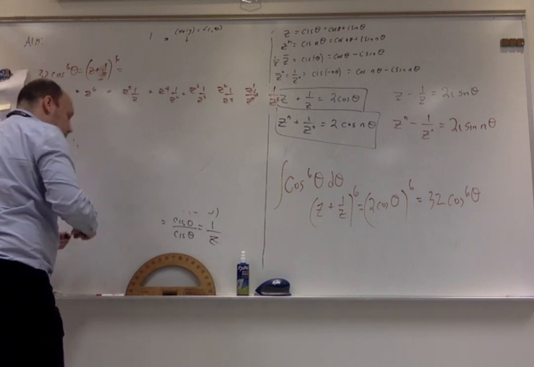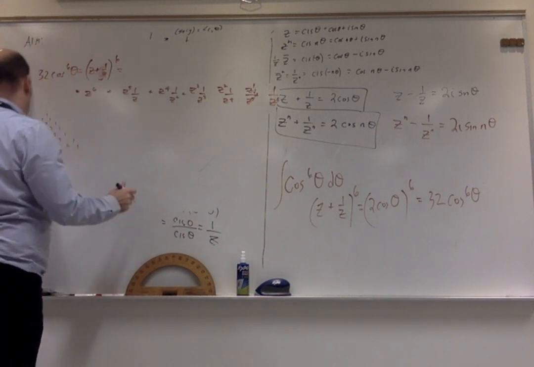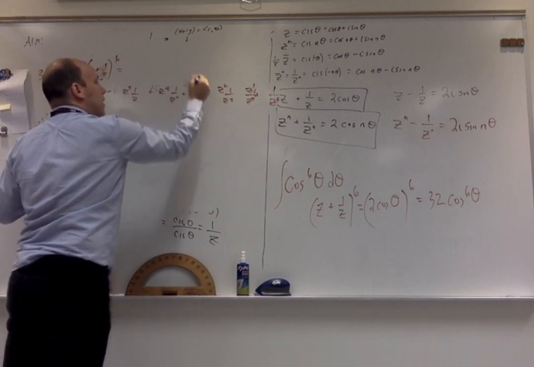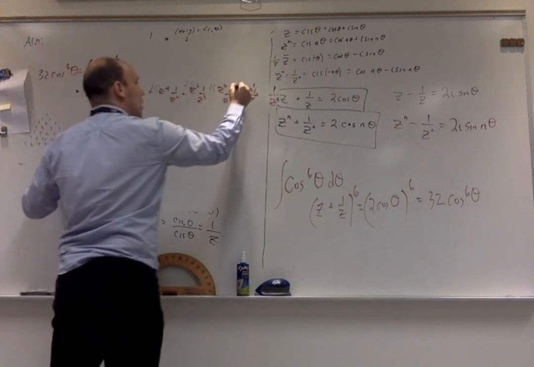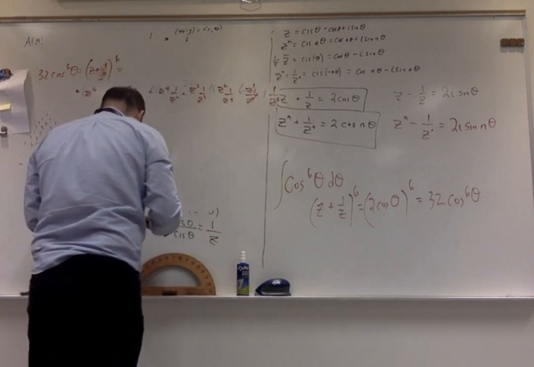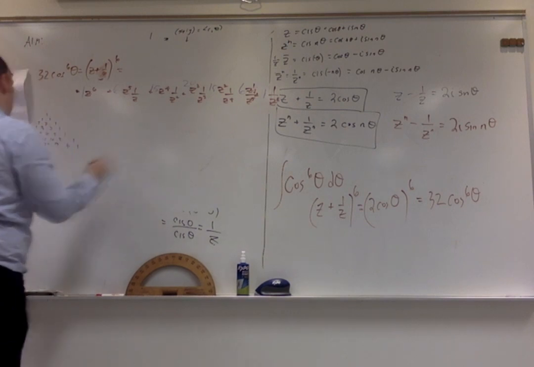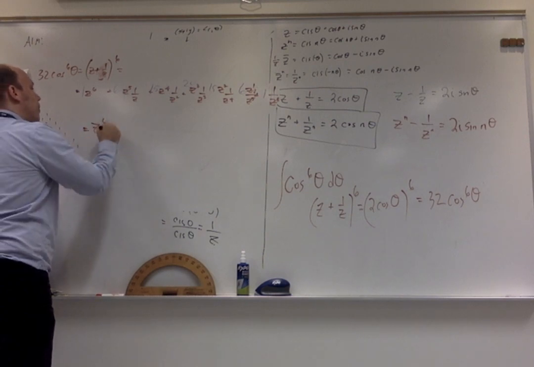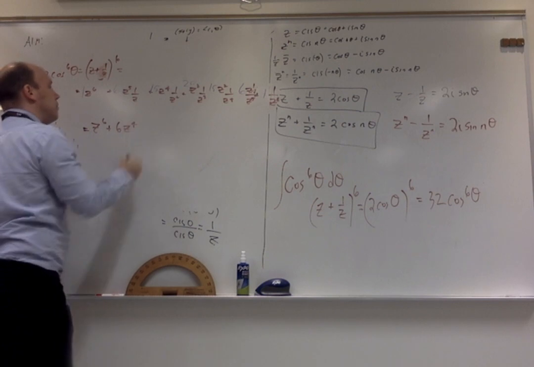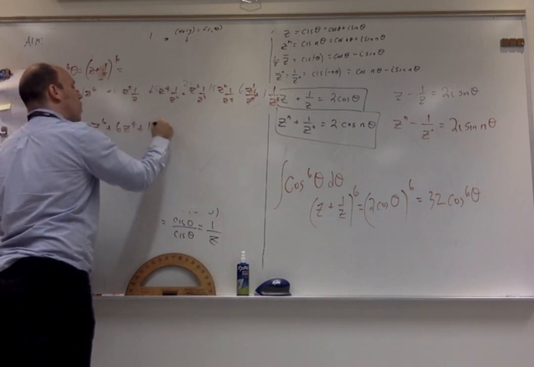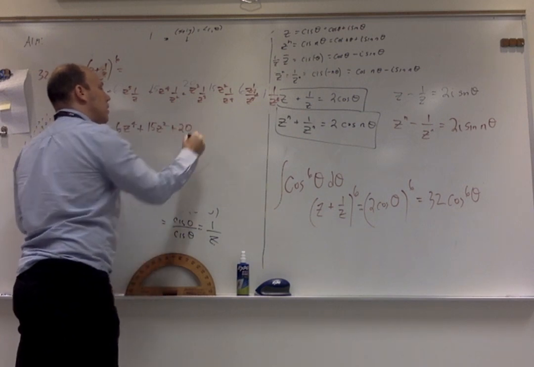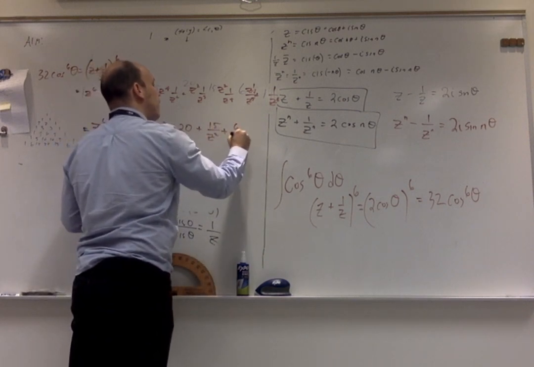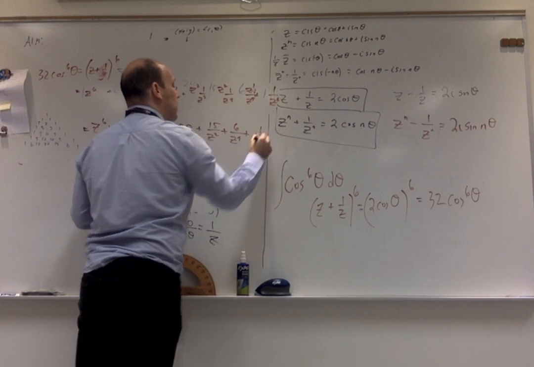Okay? Now we put on Pascal's triangle's coefficients. We know it's 1, 6, 15, 20, 15, 6, 1. Let's clean this up and make it nice and pretty. We have this equals, ready? z to the 6th plus 6z to the 4th plus 15z squared plus 20 plus 15 over z squared plus 6 over z to the 4th plus 1 over z to the 6th.